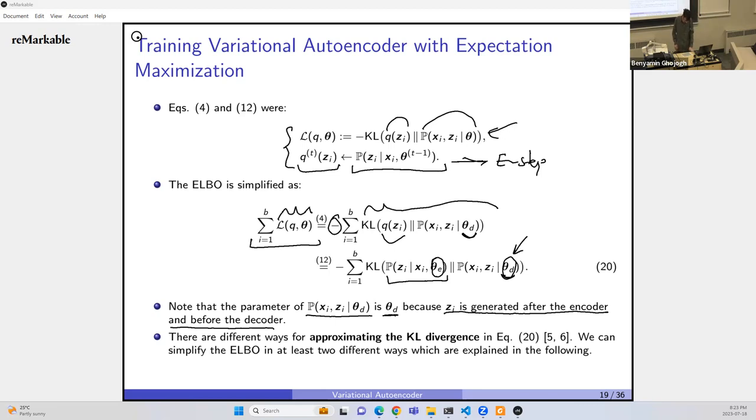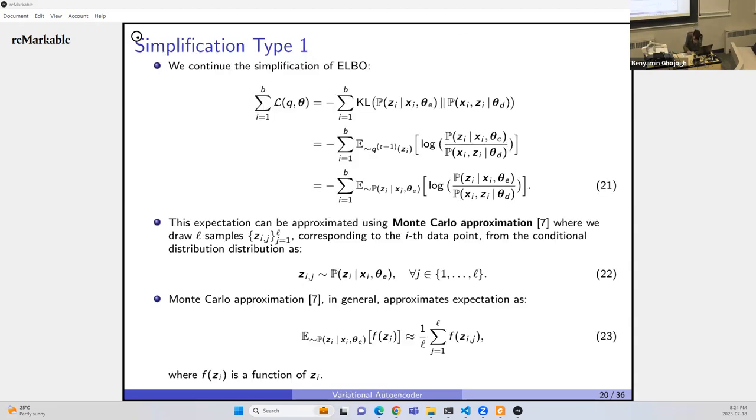Okay. Now there are different ways we need to approximate this KL divergence in equation 12. We want to make it simplified for backpropagation. Let's approximate it. There are different ways to do that. We can simplify the ELBO in at least two different ways, which we explain in the following. One way is this, simplification type one. We continue the simplification of ELBO as this. This is exactly what we found in the previous slide.